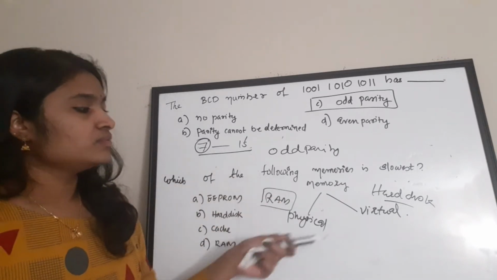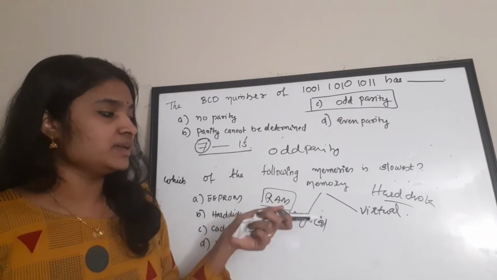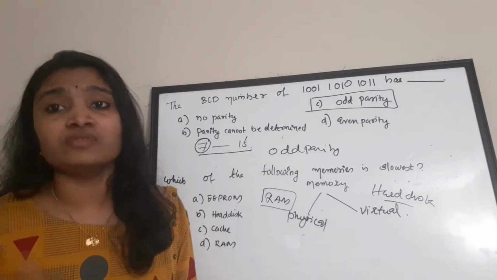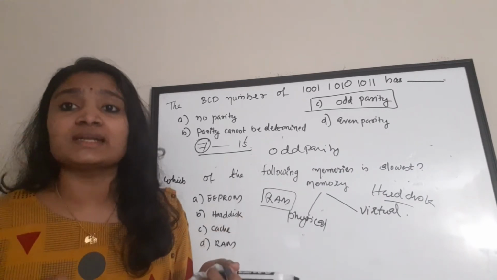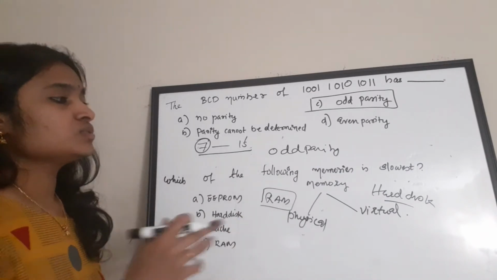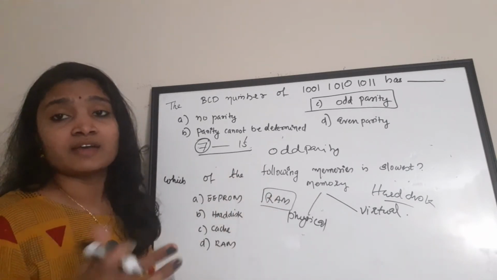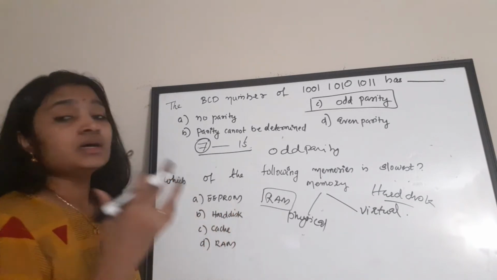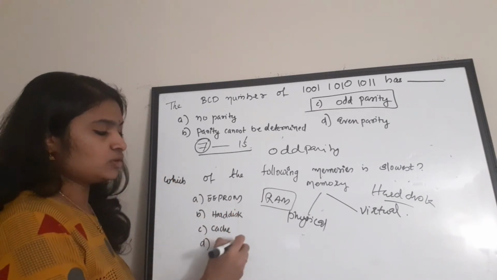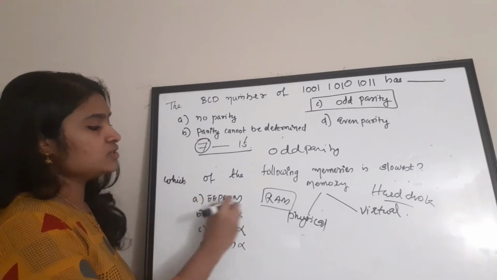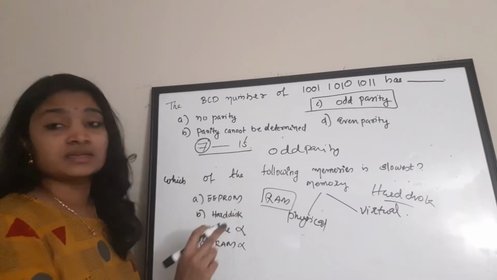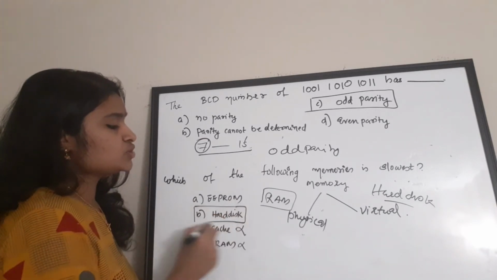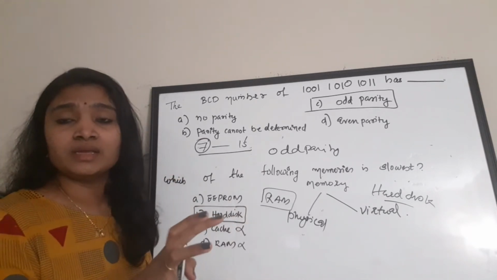So which has more speed here? The physical memory or the RAM has more speed as compared to the virtual memory. And also the virtual memories are expensive, and they have low speed. Here in the options, we have to find the slowest one. RAM is not the option, cache is not the option. And while comparing EEPROM and hard disk, EEPROM is faster than the hard disk. So the slowest one is our virtual memory, which is the hard disk.